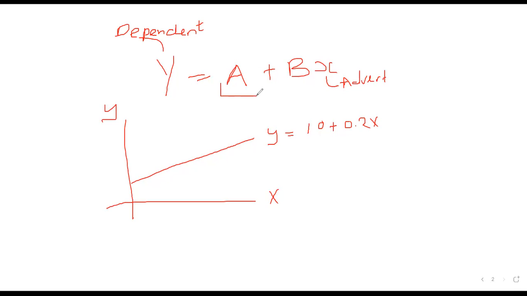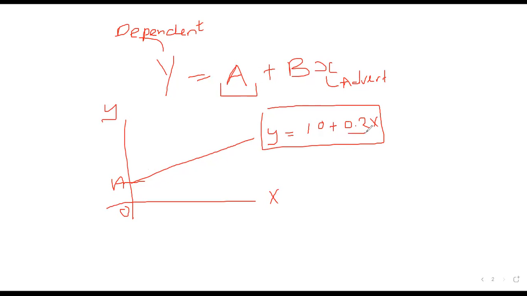So this A here stands for the y-intercept. We call it a cutting point. Any intercept is called a cutting point. This is a point where when x is 0, what is y? For instance, if this was our advertising budget, at 10, these are the sales that we're going to make, whether we have advertised or not.